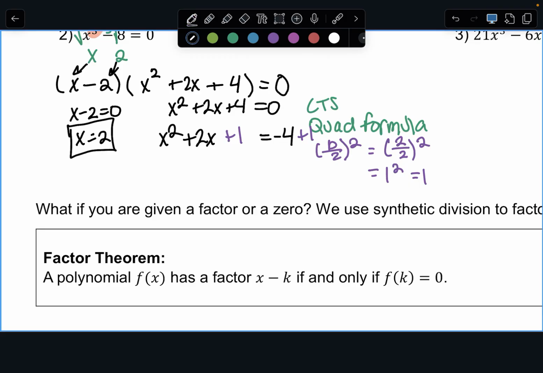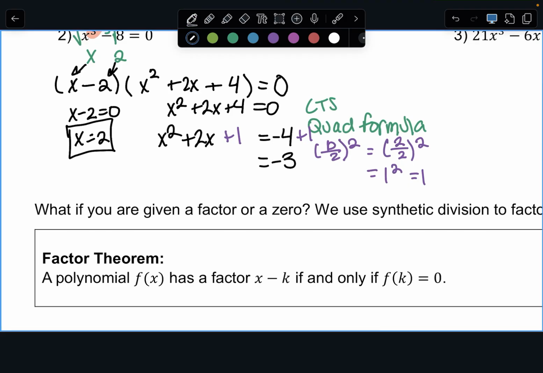My right-hand side is just numbers. -4 plus 1 is -3. My left-hand side, the whole point of this is I wanted to factor into something squared. What number goes there? X plus 1, the number that I squared. Or you could say two numbers that multiply to 1 and add to 2. That's 1 and 1. Questions on how I completed the square there?